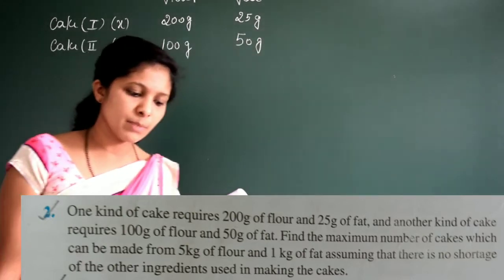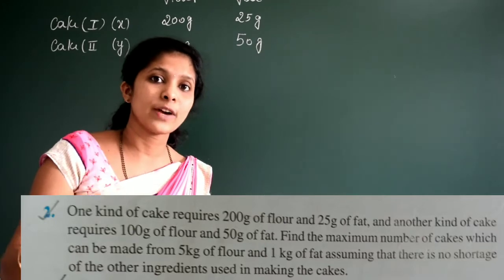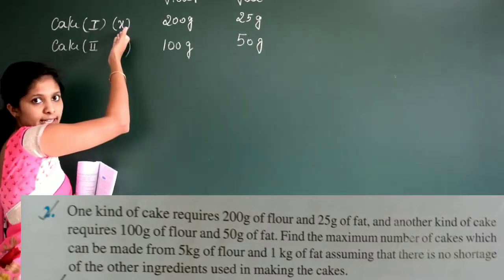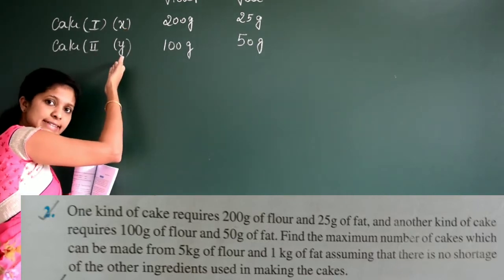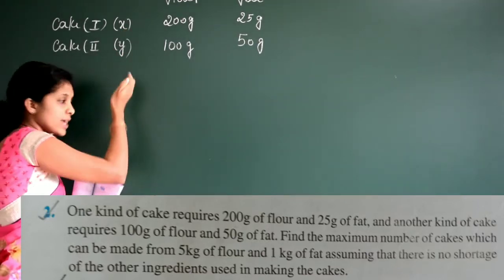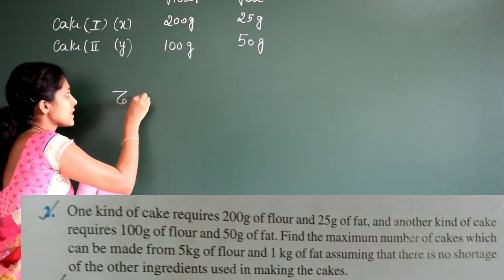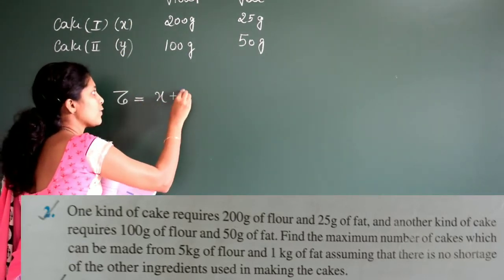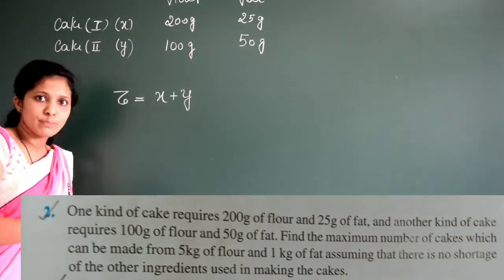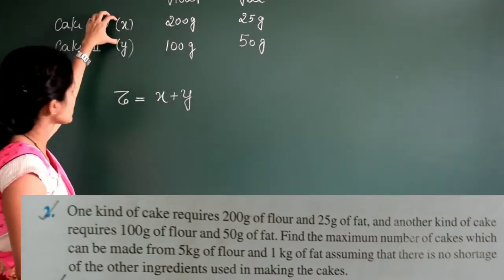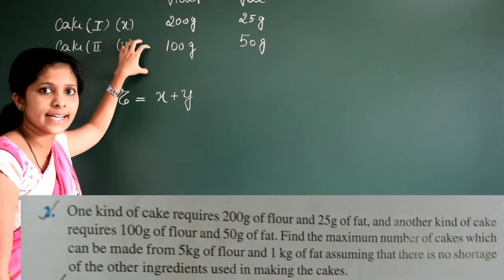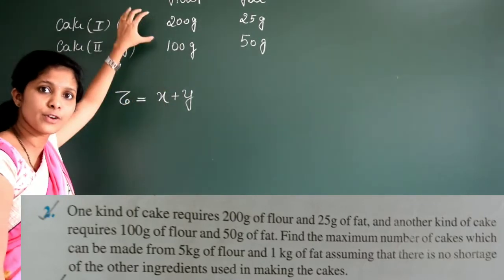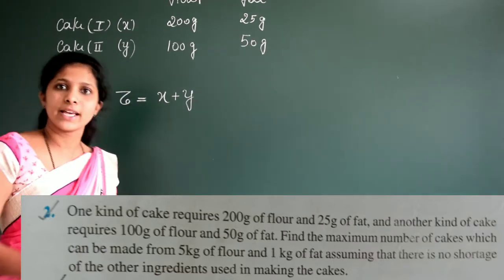Next, what is given? Find the maximum number of cakes. Maximum number of cakes means the first cake is taken as x and the second type of cake taken as y. So z is equal to the sum of these. Is it clear? So z will be the sum of the first and second, that is x plus y.